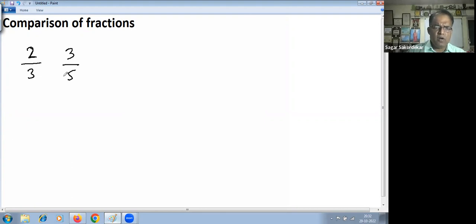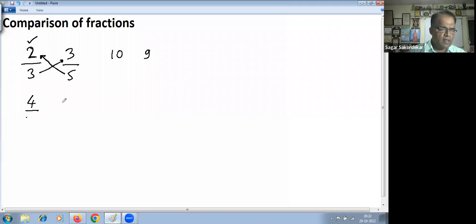You just cross multiply like this: multiply this with this and this with this, and write those answers on the top. This is 2 × 5 is 10, referring to this fraction, and 3 × 3 is 9. Now, whichever number is greater, accordingly you decide which is the greater fraction. In this case, 10 is greater than 9. So the greater fraction out of the two is 2/3. We are using cross multiplication. Whichever is greater out of these two values, that is the greater fraction.